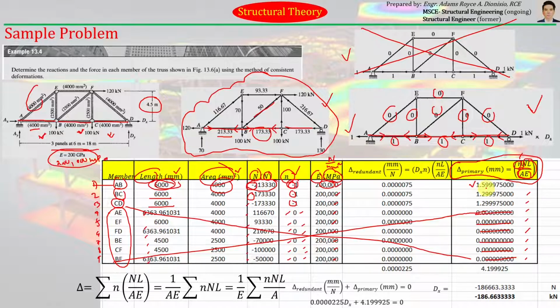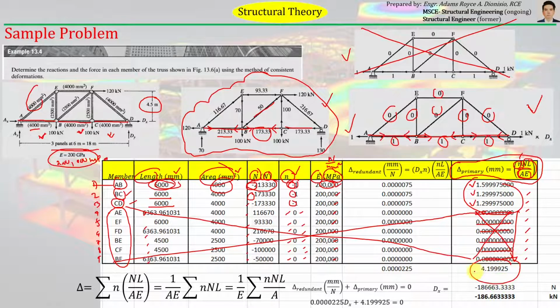Okay, so with that, you just need to compute NNL over AE for members BC and CD. So these are the corresponding answers. And then since all of these are just zero, they will not affect the final answer. You just have to sum them up. So the sum will be equal to this. So this will actually be the deflection of the primary member.